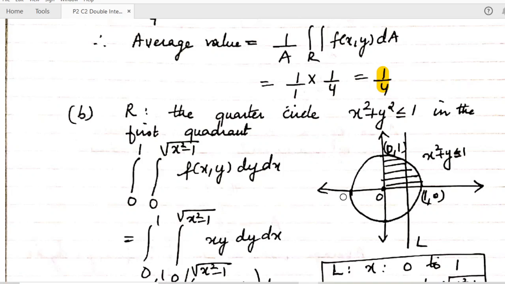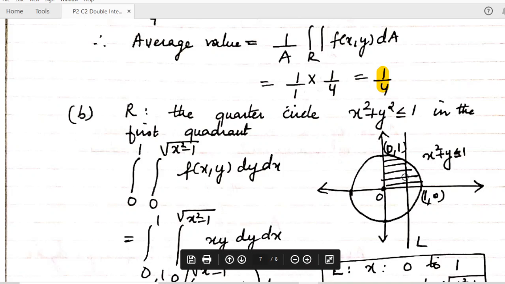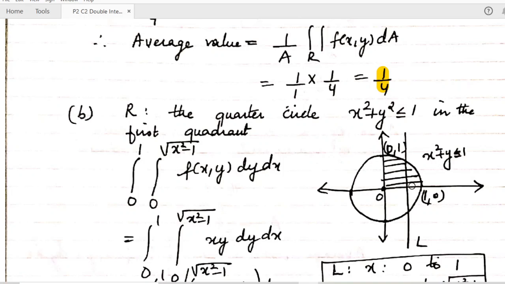So this is our region. This is x square plus y square less than or equal to 1. Now our region is a quarter circle. Quarter circle means 1/4 of the circle, so it can be either this quarter or this quarter or this quarter or this quarter.